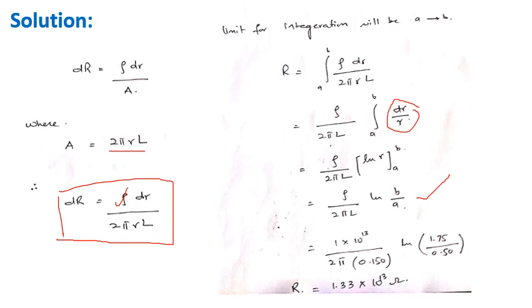Now we have the value of b, we have the value of a, rho, L. So simply putting the values, I'll get the resistance to be equal to 1.33 into 10 raised to the power 13 ohms. So the resistance that the plastic is offering is 1.33 into 10 raised to the power 13 ohms.